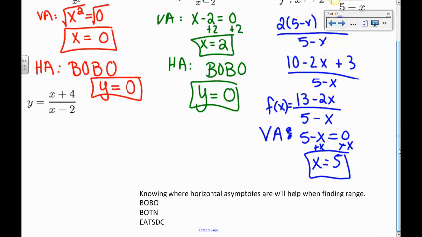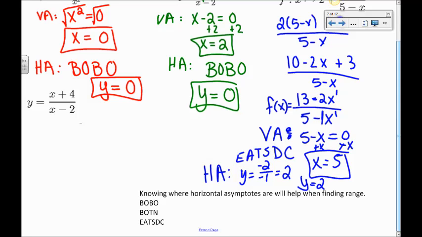For our horizontal asymptote for that same one, our exponents are the same, they're both to the power of 1. So exponents are the same. Divide coefficients. We've got a coefficient of -2 over -1. So y equals -2 over -1, which is 2. So our horizontal asymptote is y equals 2.